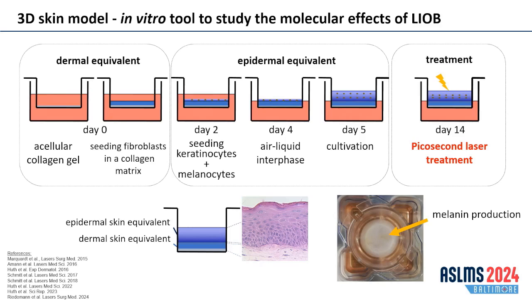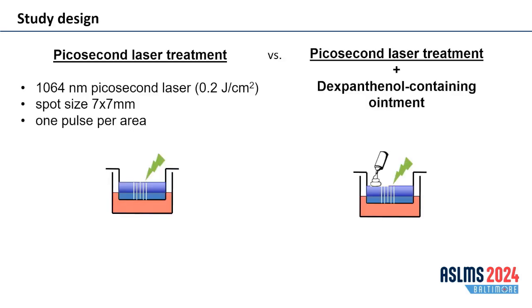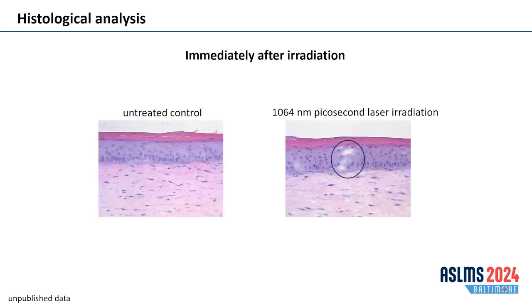And then we irradiated our models with a picosecond laser. And here we followed two approaches. A series of models were irradiated with a 1064 picosecond laser using these settings to investigate the effects of LIOB in our models. In a second approach, we additionally post-treated our models with a dexpanthenol-containing ointment to investigate the effects of this ointment on the wound healing response after laser treatment.